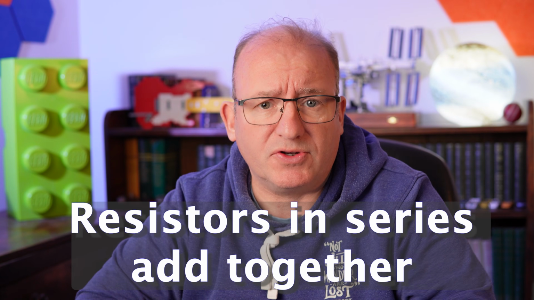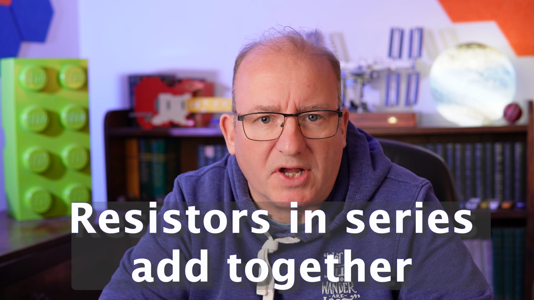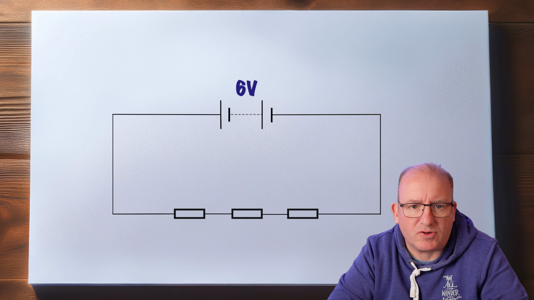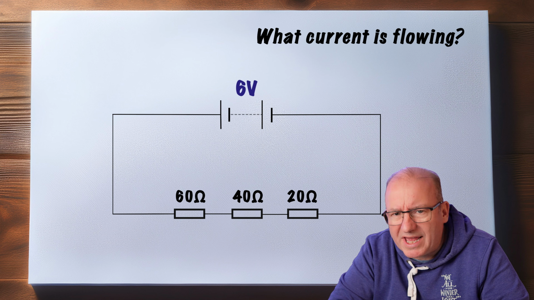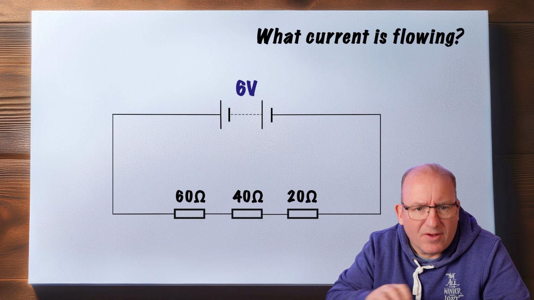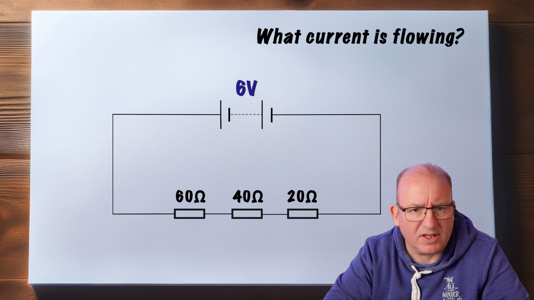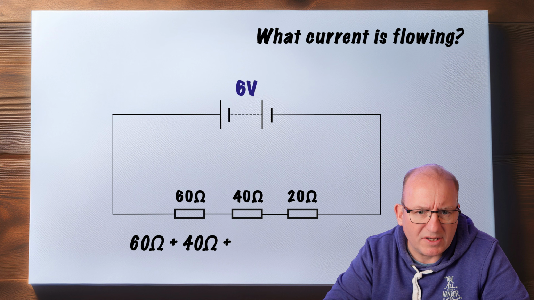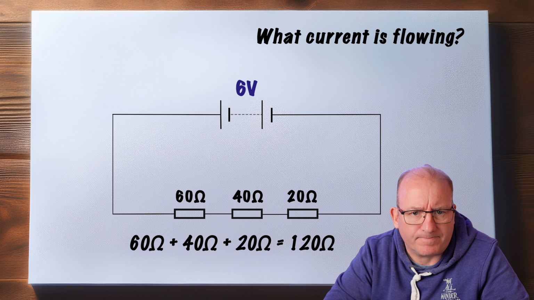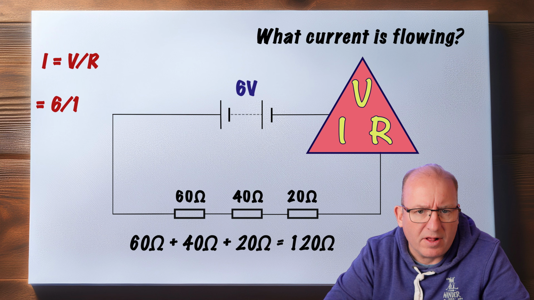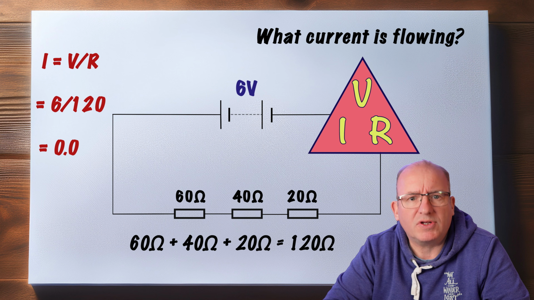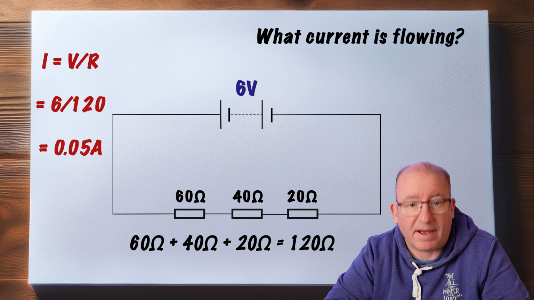If you combine resistors in series, then to get the total resistance of all the resistors, you just add them up. Here's an example. In this circuit, we have a 6-volt battery supplying 3 resistors. We want to work out the current. To work out the current, we need to add together all the resistors to get the total resistance in the circuit. 60 add 40 add 20 gives us 120 ohms. The current is now the voltage divided by the resistance. I equals V over R, which is 6 over 120, which gives us 0.05 amps.